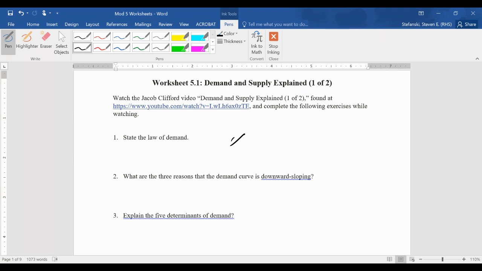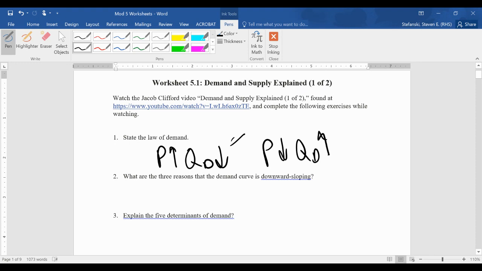All right, the first thing here, we're looking at worksheet 5.1 about demand and supply explained. There is a demand video from Jacob Clifford that's listed on our website. It says, state the law of demand. Once again, the law of demand is that basic inverse law where as price goes up, quantity demanded falls, and as price goes down, quantity demanded rises. That's that inverse relationship between price and quantity demanded.